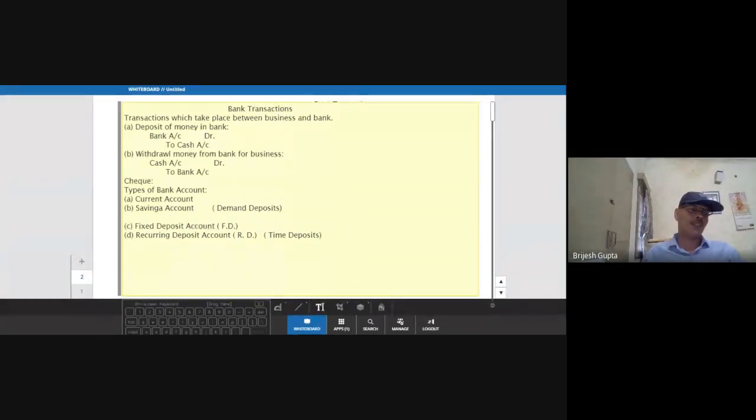So current account is the account in which money can be deposited any number of times in a day and can be withdrawn any number of times. This is the account where there is no restriction on deposits and withdrawals. Money can be deposited any number of times as well as withdrawn any number of times. Okay.